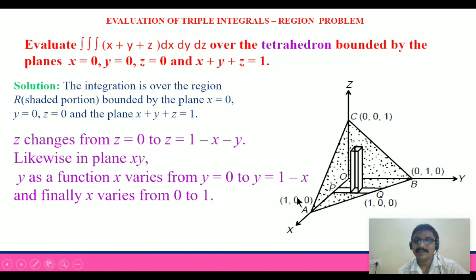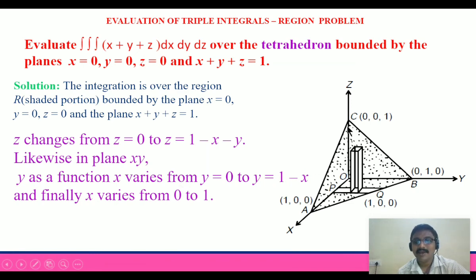In that, y varies from 0 to 1 minus x, because taking the strip, the lower part of the strip touches the x-axis, so y equal to 0. The upper part of the strip touches the line x plus y equal to 1, where y is 1 minus x. So the y limits are obtained. The y limits are in terms of x. Now the x limits must be constant. The extreme points on the x-axis are 0, 0 and 1, 0. So x varies from 0 to 1, and the limits are obtained. Whenever we have the limits, we can evaluate the triple integration easily.